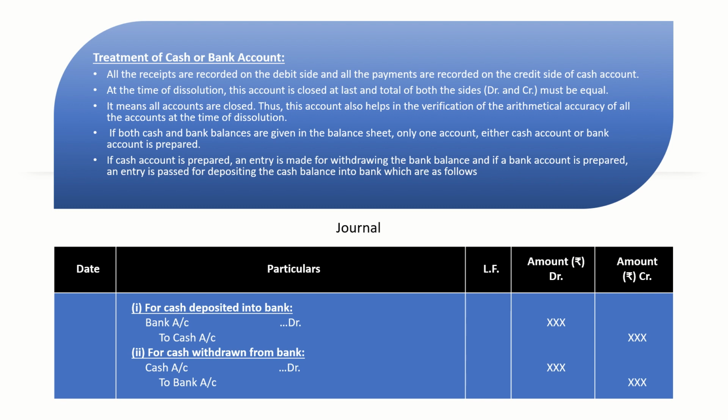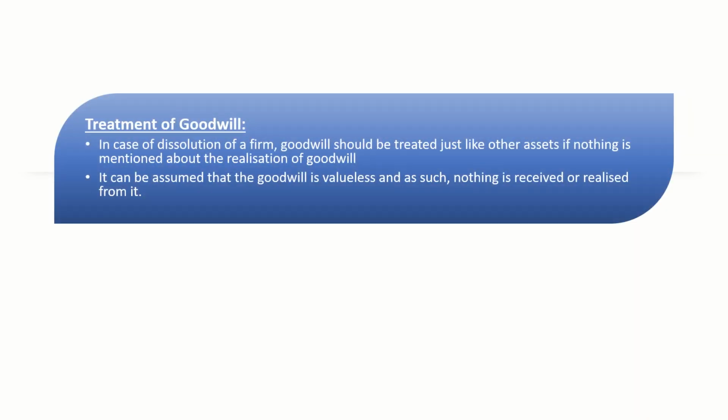Now, some of the students have asked me about a question on goodwill. Like in admission, retirement, and death, we have seen that the goodwill is distributed among the partners in their profit sharing ratio. But that is not the case in dissolution. Goodwill will be treated just like any other asset and will be transferred to realization account. If there is a realized value which is given, then we credit that in the realization account by bank account. Otherwise, this is considered to be realized nothing.